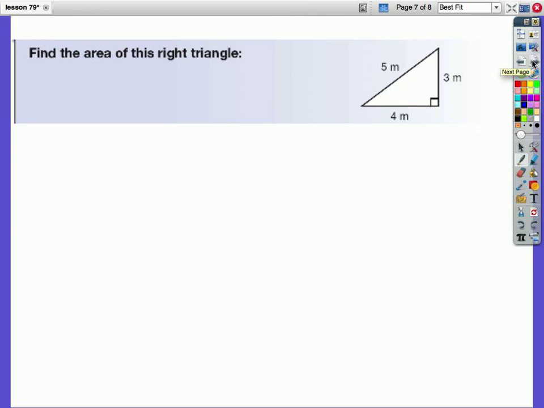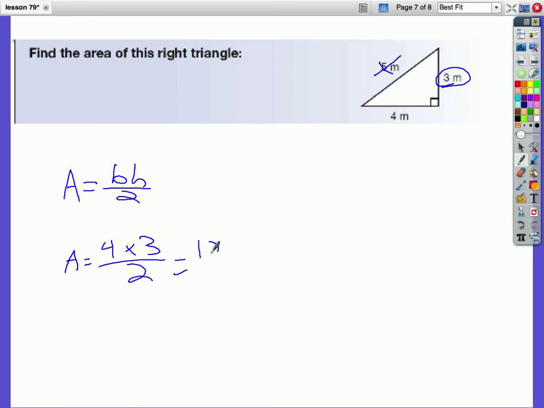Let's find the area of this right triangle. Area equals base times height divided by 2. Now, base should be easy. It's a round number. Base is 4. What's our height? Well, we have 3 and 5 left. Remember, the height is from the bottom up to the top of the triangle. So we're going to look at this 3. This 5 is just the length of that side. That's not telling us the height. So we're going to do 4 times 3 divided by 2. Our label is meters. Remember, area is always squared. So we get 6 meters squared.